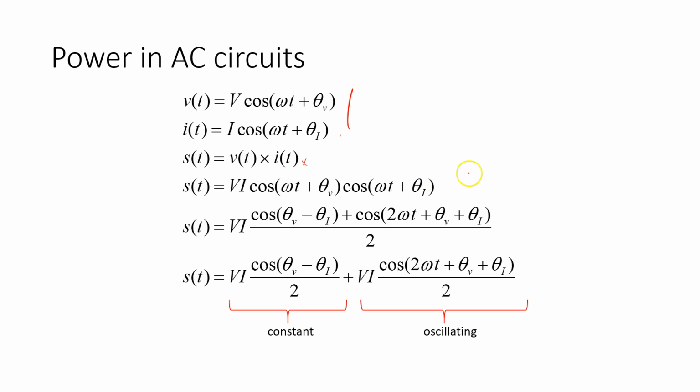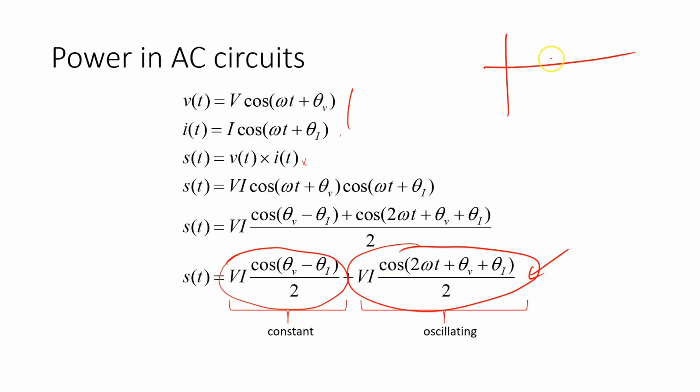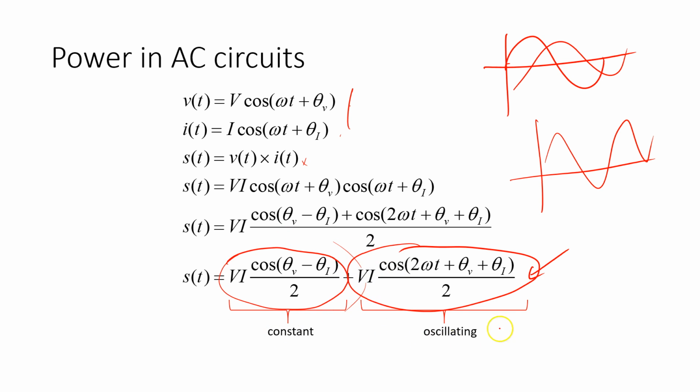I could simplify this, and I will end up with two terms, one a constant term and one an oscillating term. So even though I have two sine waves, v and i, when I multiply them together, I get a single sine wave with some offset. So this is the offset, which is the constant, and the oscillating part of the term.